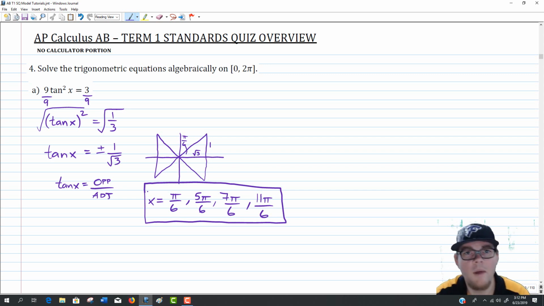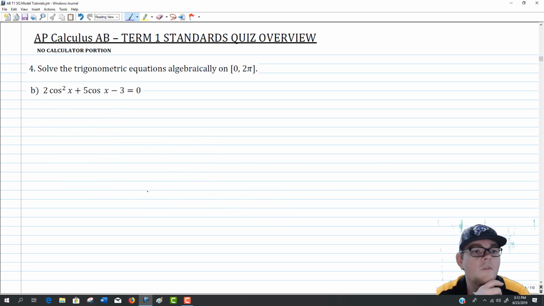So pretty straightforward. It was all about isolating that trig ratio, or the trig function itself, which in this case was tangent, and not forgetting the plus or minus and the possibilities that are created there. So there is 4a. 4b has a little bit more going on here.